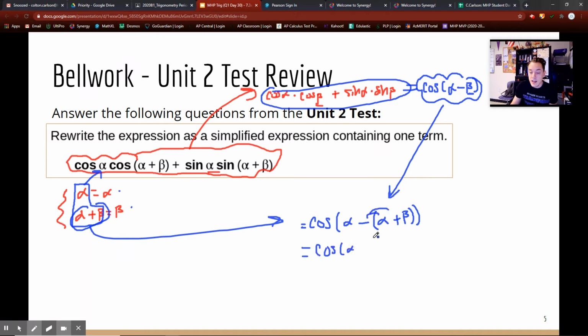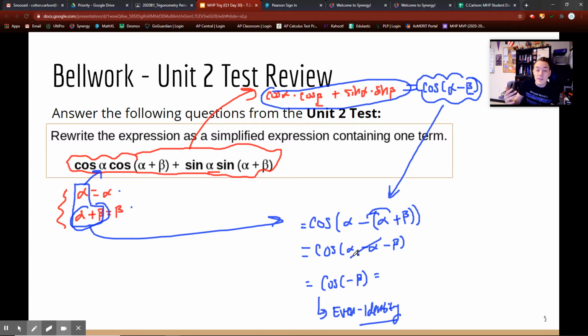I have to distribute that negative, so I have minus alpha and then minus beta. But the problem is, after I simplify this, the alphas cancel, which is great. This is awesome. After I simplify this, I have cosine of minus beta. Now, that doesn't really seem like an actual answer. And in fact, it really isn't. And we have to notice one more identity. This identity is what we call the even identity. What happens when you have a negative inside of the angle with cosine?